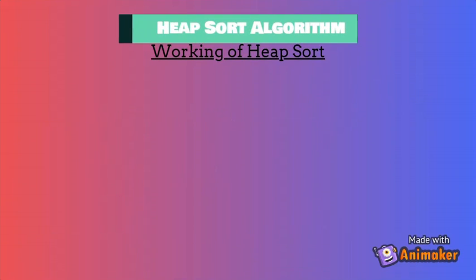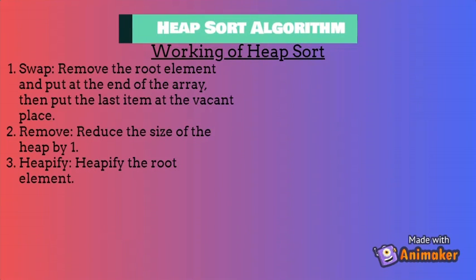Working of heap sort. Since the tree satisfies max heap property, the largest item is stored at the root node. Swap: remove the root element and put it at the end of the array, nth position, and put the last item of the tree, heap, at the vacant place. Remove: reduce the size of the heap by 1. Heapify: heapify the root element again so that we have the highest element at root. The process is repeated until all the items of the list are sorted.